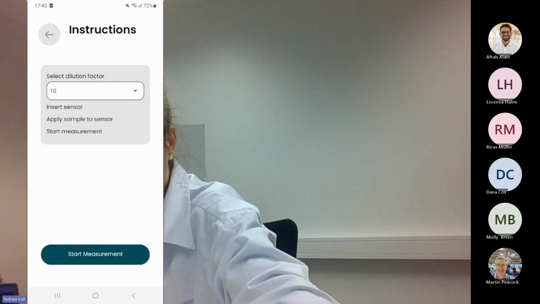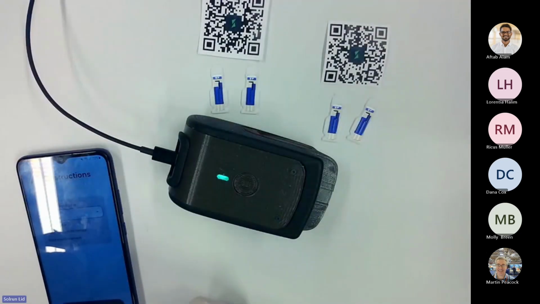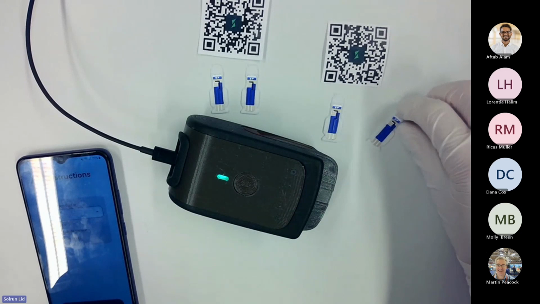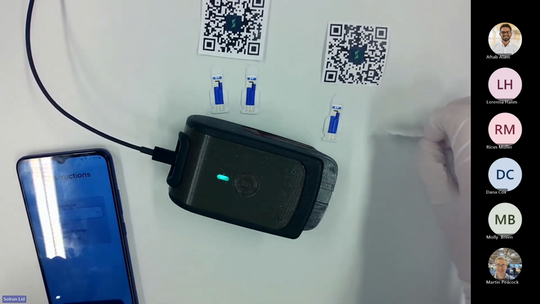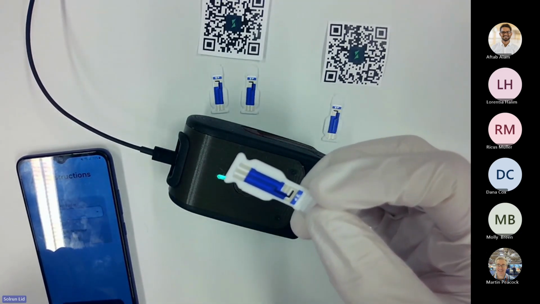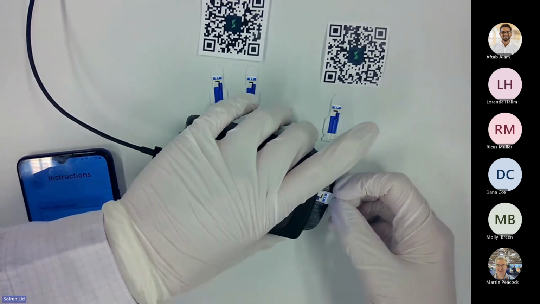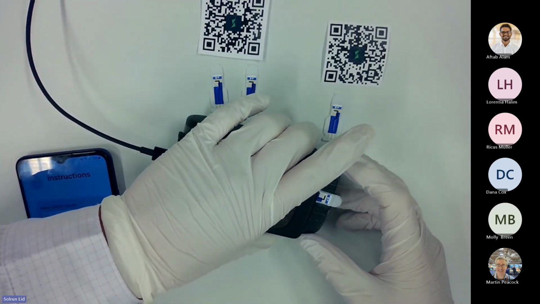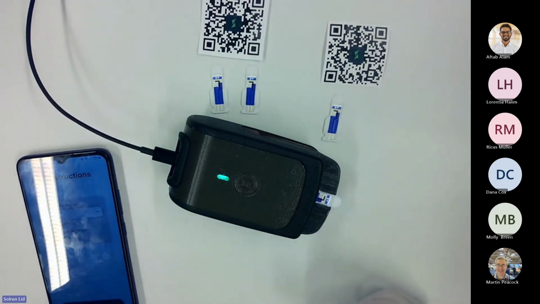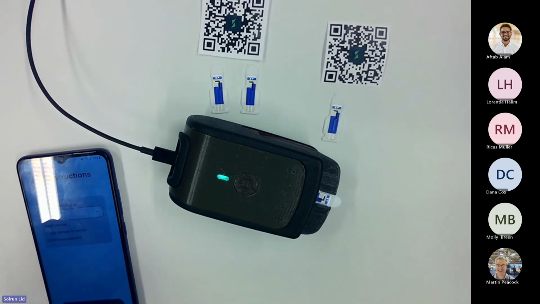And the next step is insert sensor and apply sample to sensor. So the app gives you all the instructions for you to test properly. So I will insert the sensor, and as you can see, it has a cartridge surrounding the sensor, and it's just for the purpose of not touching the sensor and also for spill barriers and so forth. Now I will apply the sample to the sensor, a volume of 50 microliters. 50 microliters is sufficient for covering all the electrodes of the sensor.